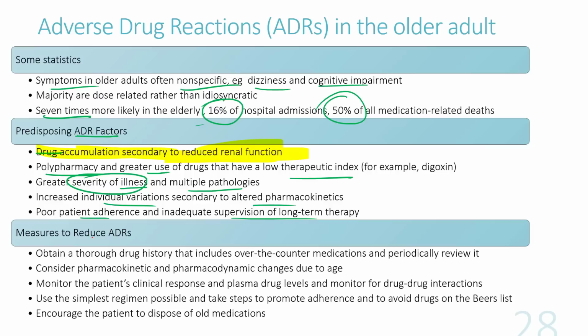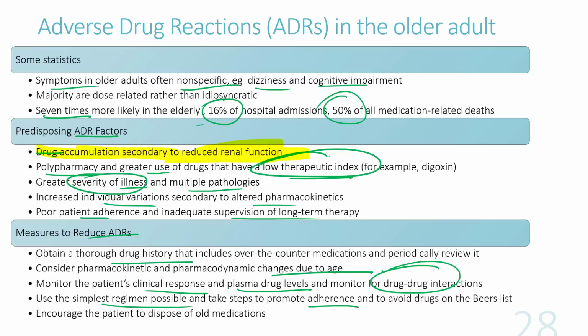So, measures to reduce ADRs: a thorough drug history, consider changes due to age, monitor response, and take plasma drug levels for those drugs with a low therapeutic index, and monitor for drug-drug interactions. Keep the regimen simple. So again, maybe using combination drugs, or making sure that the patient only needs to take drugs during meal times, not when they get up, not 5 times a day. So restrict it to maybe twice a day, so that it increases patient compliance.